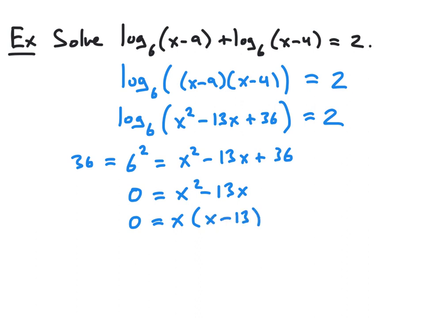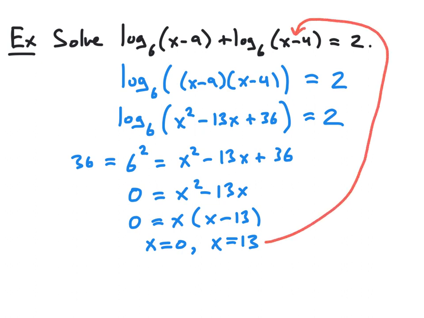And so we get two solutions here. We get x equal to 0, and we get x minus 13 equal to 0, which gives us x equals 13. These are our two potential solutions for this equation, but we always have to check with logarithmic equations. With x equals 13, notice that if I substitute it into the second log, I get 13 minus 4, which is 9. That's okay. It's a positive number. And if I substitute it into the first, I get the log base 6 of 13 minus 9, which is the log base 6 of 4. Again, that is perfectly fine. And so x equals 13 checks out as a solution.